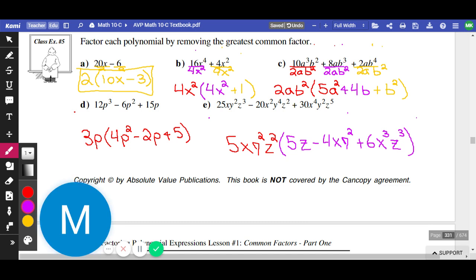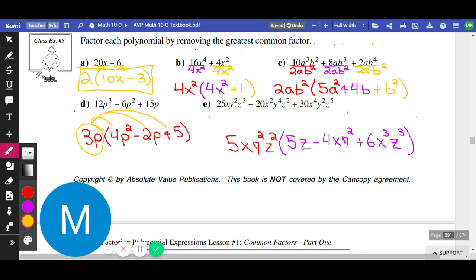If you ever want to check your work, if you're ever really unsure if you're right or wrong, you could multiply your monomial back in, and you should get the same answer. So for instance, if I took this 3p and I multiplied it in, I should get 12p cubed minus 6p squared plus 15p. Right? Because then I'm just multiplying, I'm going the other way like we used to do. And you can always bounce back and forth and go opposite directions.